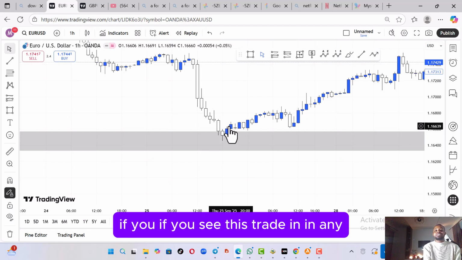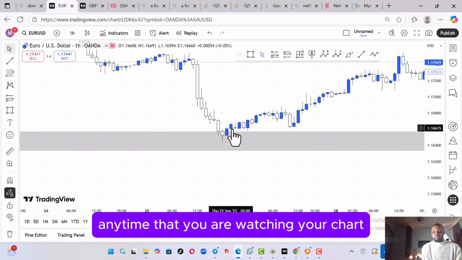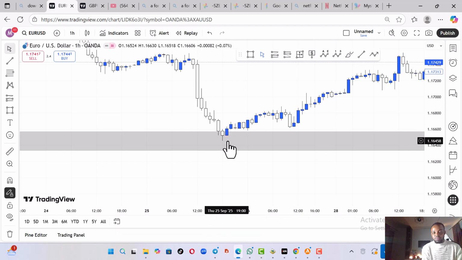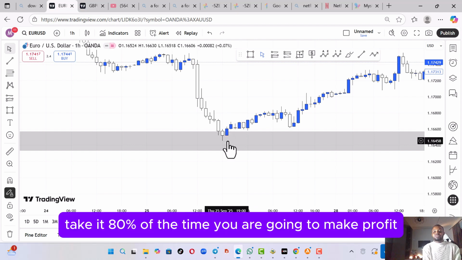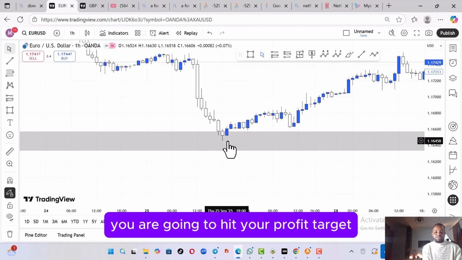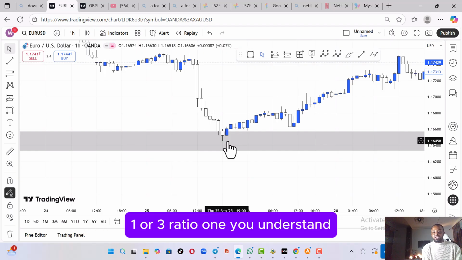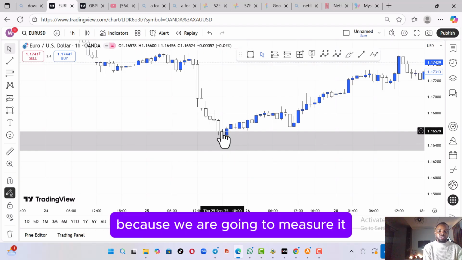If you see this at any time that you are watching your chart, and you see a position like this, a setup like this, take it. Take it. 80% of the time you are going to make profit. You are going to hit your profit target. If you are the kind of trader that targets 2:1 or 3:1, you understand, you are going to hit it because we are going to measure it.